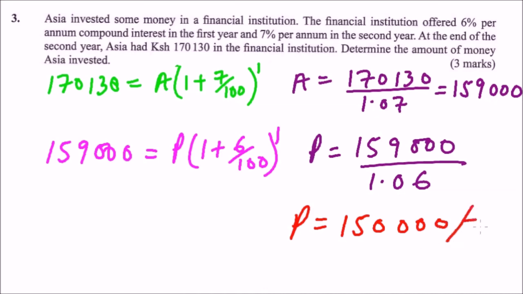So that is the amount he had invested in the bank or the institution for him to get 170,130. That is how you work it out. You earn yourself 3 marks.